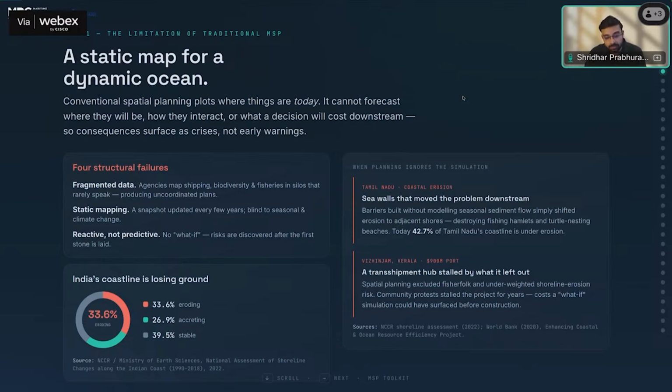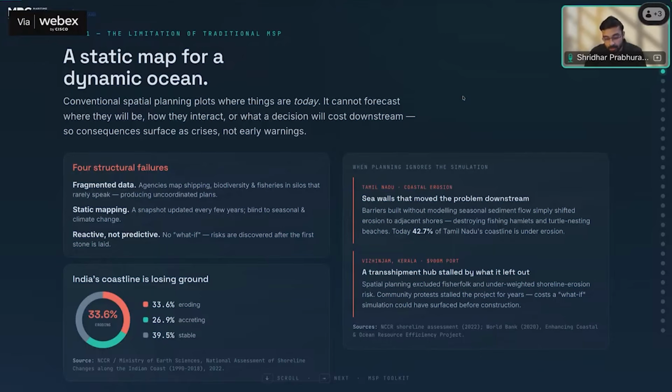Another example for us to take is a transshipment hub, the Kerala transshipment hub. We all know about it, a 900 million project that was essentially built. What it failed to include is the fisher folk and the shoreline erosion risk that will come along with the transshipment hub establishment. Now, what that led to was a lot of community protest, and that stalled the project for years, and such.